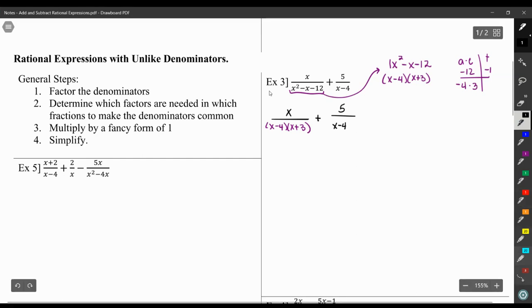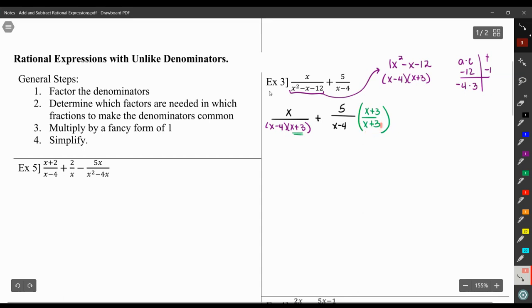So now that we have all the denominators factored, step 2, determine which factors are needed in which fractions to make the denominators common. So if I look at this first fraction, I have x minus 4 and x plus 3 in my denominator. On this fraction, all I have is the x minus 4. So this one is missing x plus 3. That's where the fancy form of 1 comes in. So we're going to multiply this second fraction by x plus 3 over itself. Because remember, if I multiply by 1, nothing really changes.